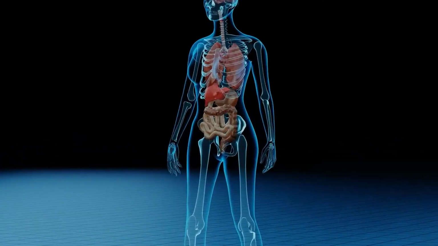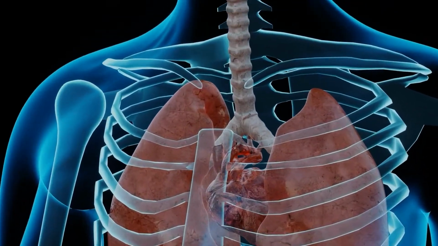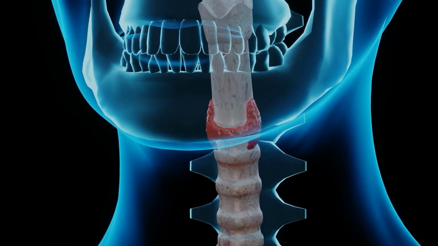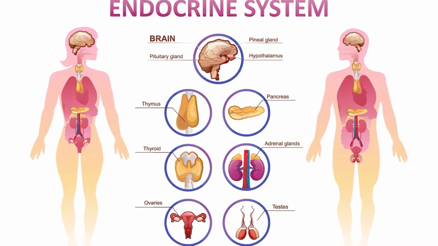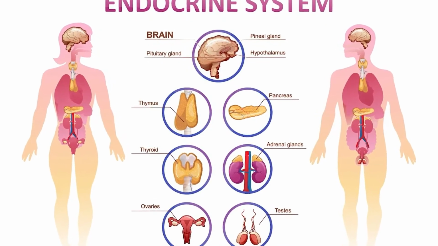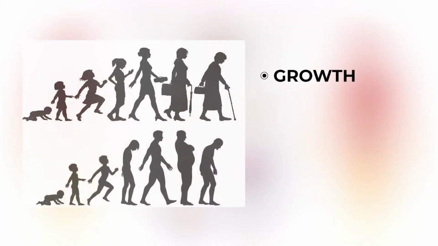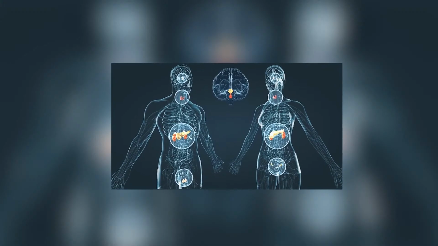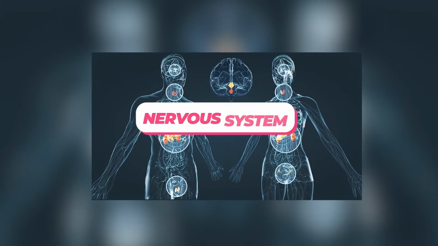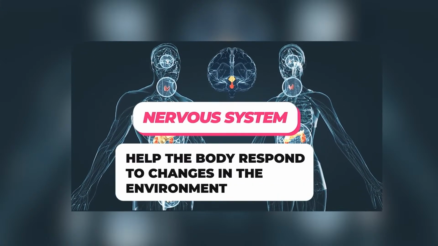In this video, we will talk about the endocrine system and its role in the formation of the human body. The endocrine system is a complex network of glands and hormones that regulate various bodily functions, including growth, development, metabolism, and reproduction.